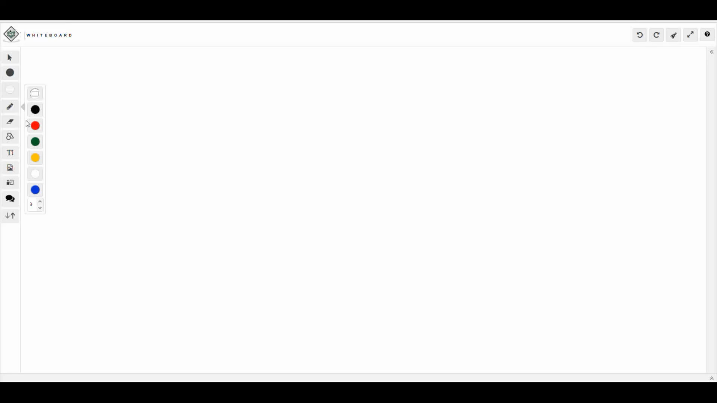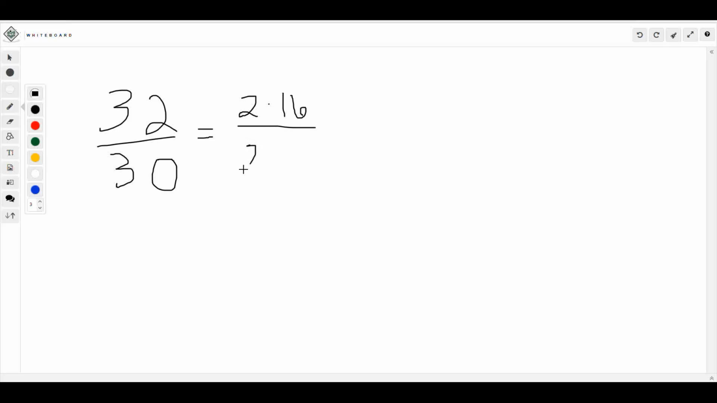So if you think of 32 over 30, you know they each have 2. This would be 2 times 16, and this would be 2 times 15, right? Cancel these out, and there's what you're left with. So make sure you always think of something that they have in common.